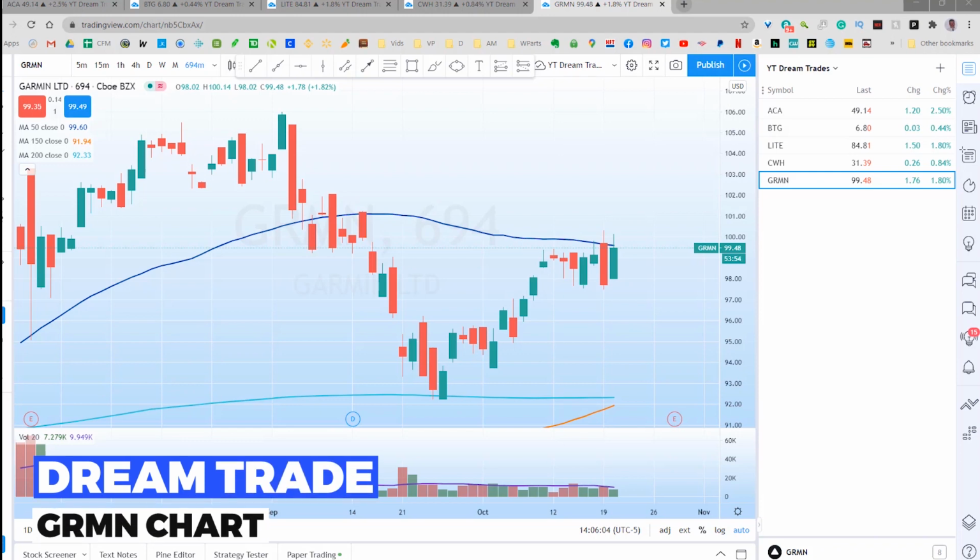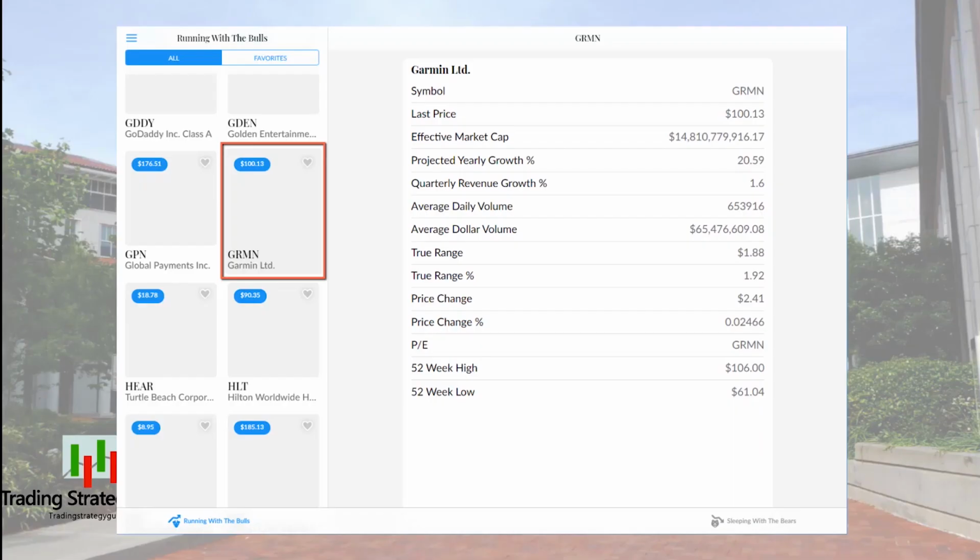Here's the chart for Garmin Limited or GRMN. It's been pushing up for about a month now, so that's nice. Currently attacking the 50. It's hit the 50 on 3 different days here. So we're looking for a candle close above the 50 with decent volume. I want to see at least 50% or better volume. Be even better if it was a big volume spike. And that'll be our buy signal.